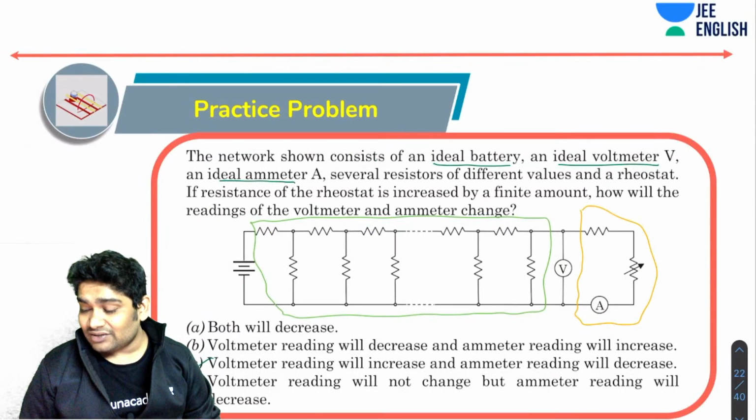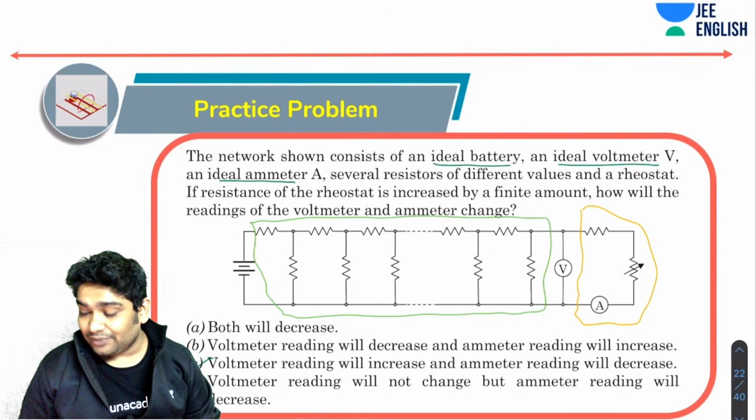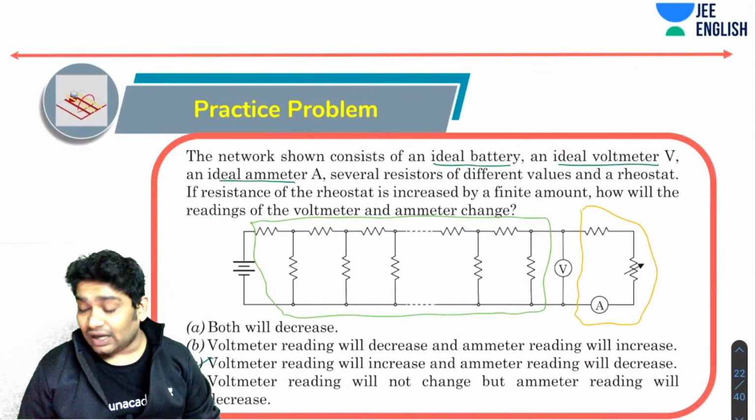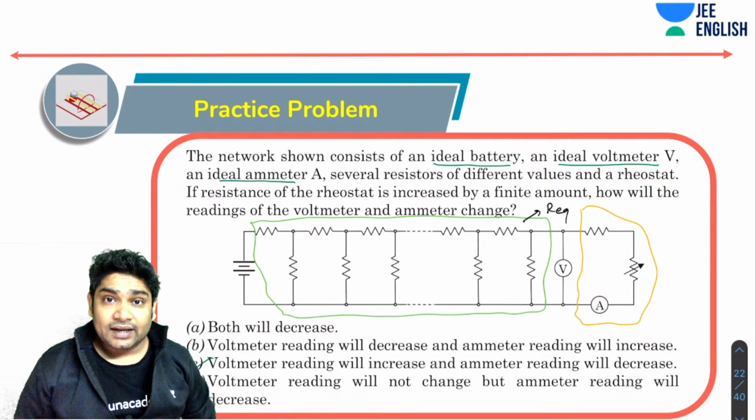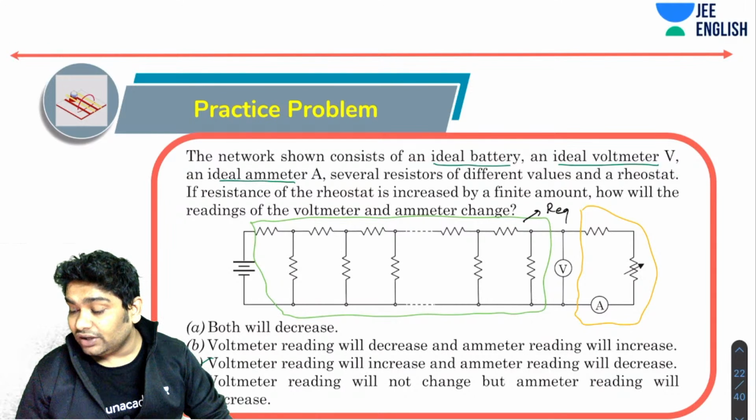So the current reduces, and the value of I would definitely decrease, correct? Now, if the net current in the circuit decreases, and this section can be treated as one single resistance R equivalent, then the potential drop across this entire section will also decrease, and hence the potential difference across section 2 will increase.